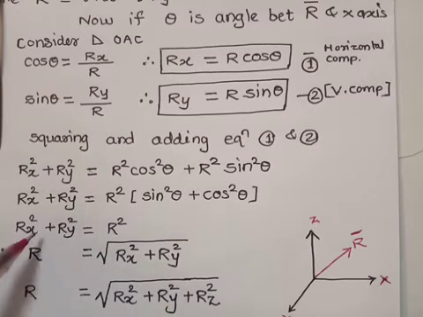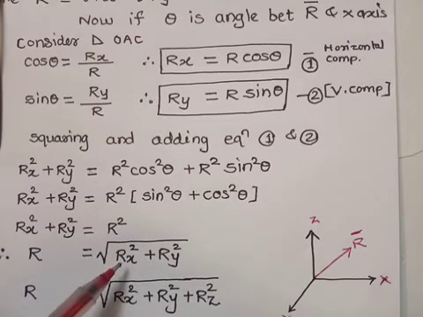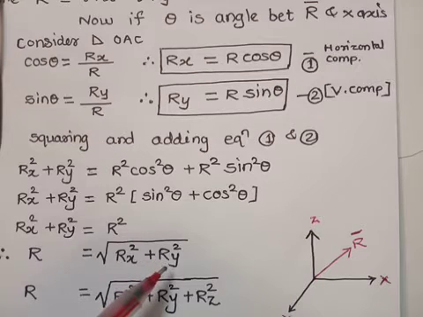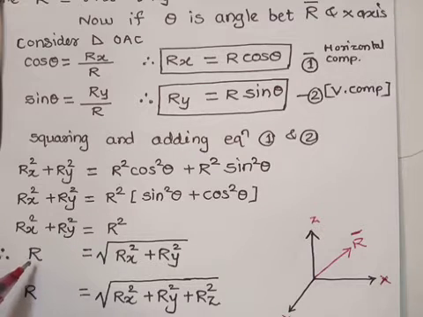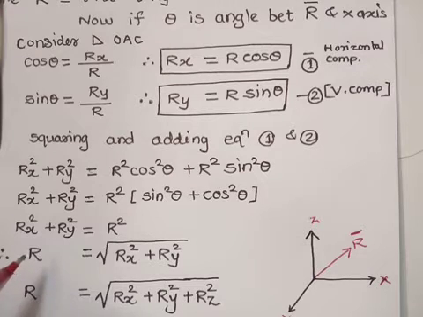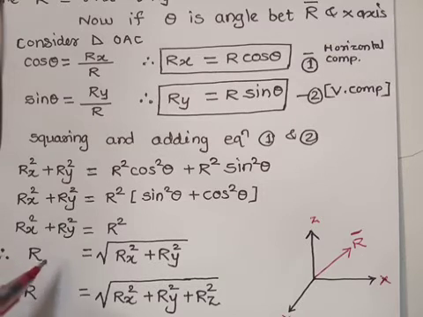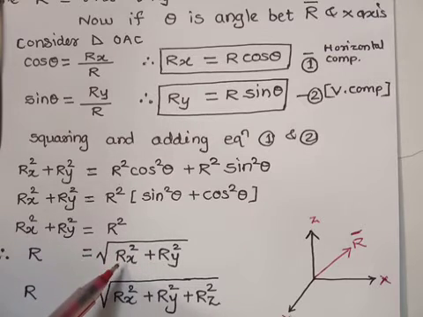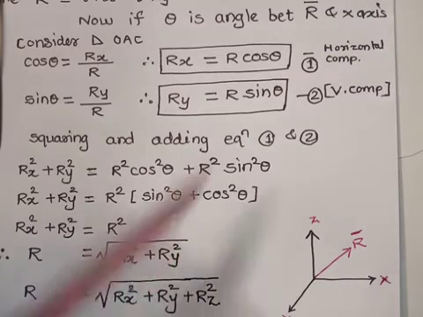Take the square root of both sides. We get R is equal to square root of Rx square plus Ry square. Hence, we easily find how one vector R bar is resolved into two components: one is the horizontal component Rx bar and the other is the vertical component Ry bar. And again, we easily find the magnitude of the resultant from the two components, meaning R is equal to square root of Rx square plus Ry square in two dimensions.